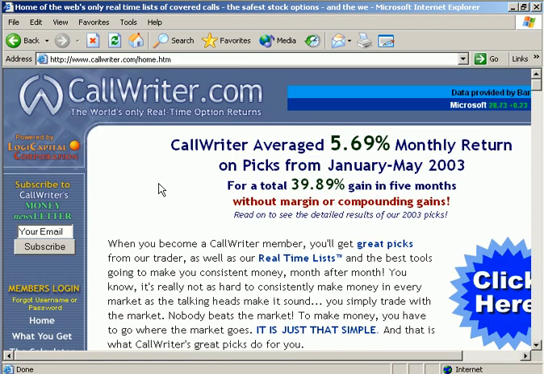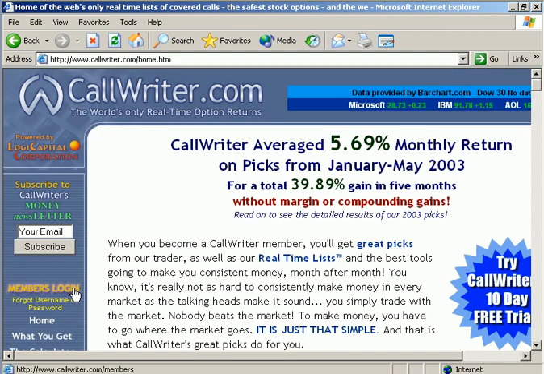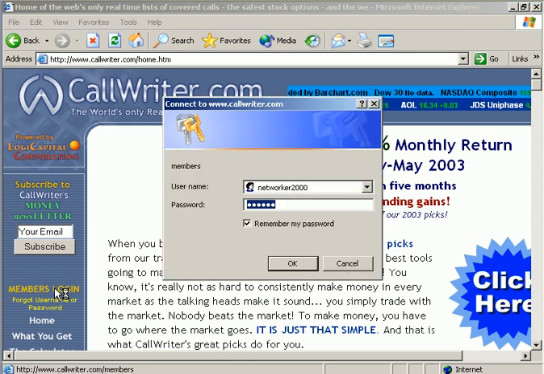And what we're concerned about now is going to the members login right here, and we're going to click on the login and put in the username and password that we set up when we first signed up with Call Writer. And we're going to simply hit the OK button. Well, we need to change the password here. Let's put another password, and we're going to hit the OK button.